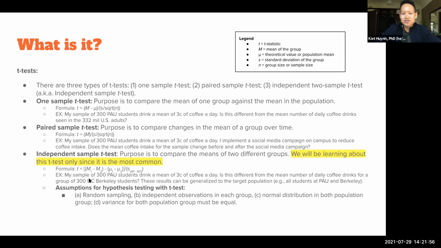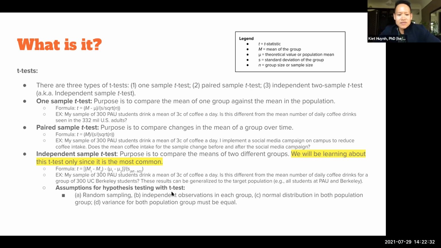We have the 300 PAU students who drink 3 cups of coffee a day. And then we want to know if this number of coffee for PAU students differs from another group, let's say 300 UC Berkeley students. So we take the mean of both, and then we do the t-test, and we find if they are significantly different or not. And so here you see there's 2 separate groups. That's why it's called independent sample t-test, because these 2 groups are independent. They're separate people. We're not measuring one group over time. We're measuring 2 completely different groups of people.